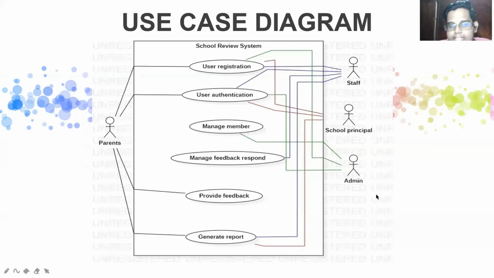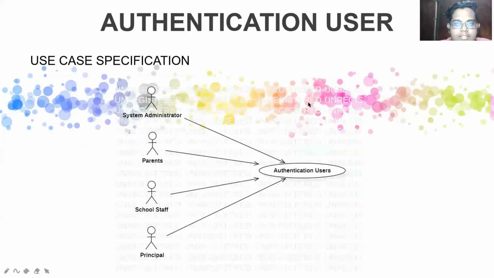Okay, let me start first with user registration. Authentication user. So this is the use case specification for the authentication user. So the system administrator, parent, school staff, and principal can access the authentication user. So let me brief about this.